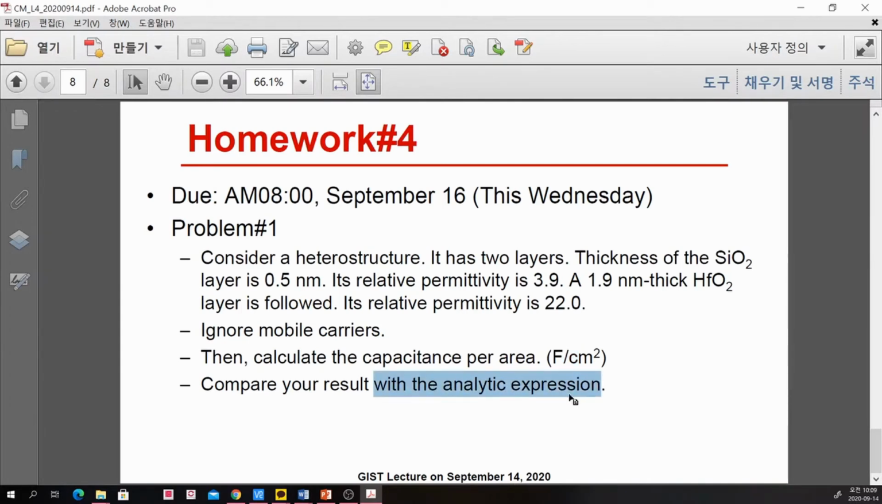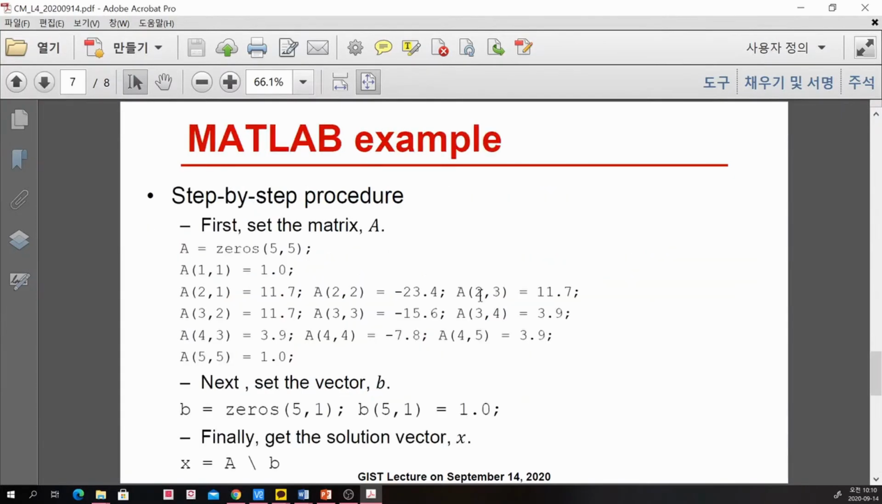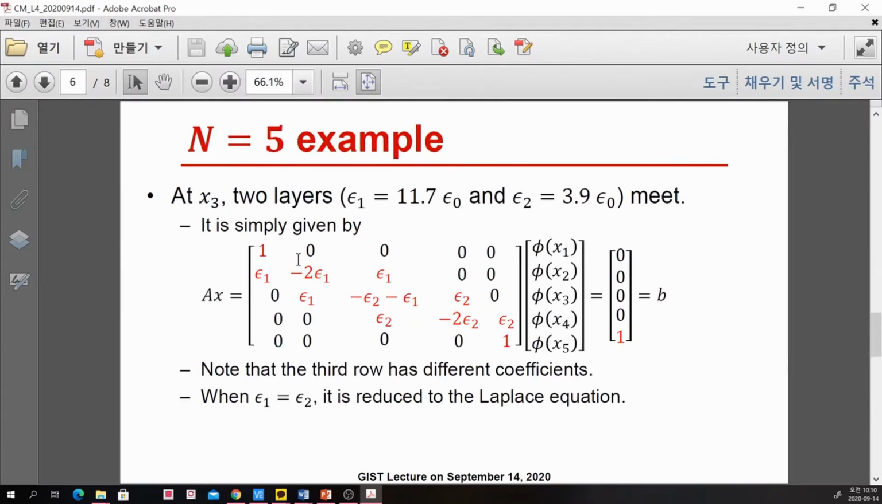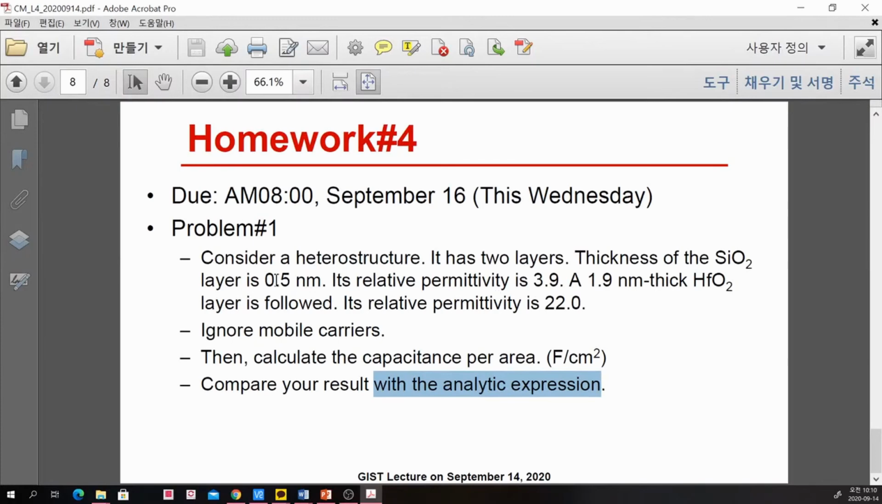You have done it in your general physics course, I guess, and in other courses like electrostatics. So you can calculate the analytic expression, and please do your numerical exercise. Of course, you can follow this N5 example. However, since you now have different thicknesses for silicon dioxide and hafnium oxide, the easiest way is to introduce many points to discretize the 0.5 nanometer and 1.5 nanometer at the same time. For example, if you introduce 0.1 nanometer spacing as the delta x value, then everything will be perfectly fine.